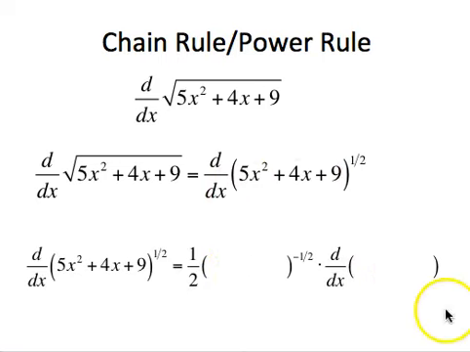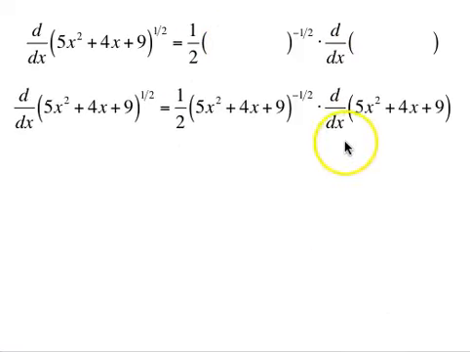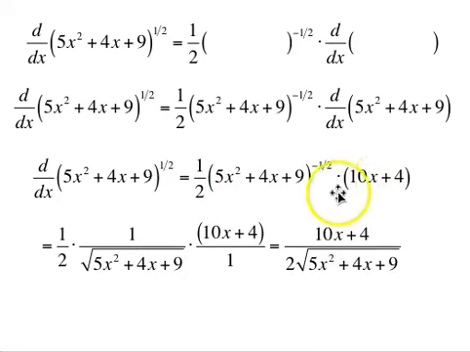But what is our something? Our something is 5x squared plus 4x plus 9. And the derivative of 5x squared plus 4x plus 9 is 10x plus 4. So we get 1/2 times all of this to the negative 1/2 times 10x plus 4. Now the negative 1/2 power means 1 over that to the positive 1/2 power, or 1 over the square root of that. And we'll also have to do some algebraic simplification with the 1/2 and the 10x plus 4.